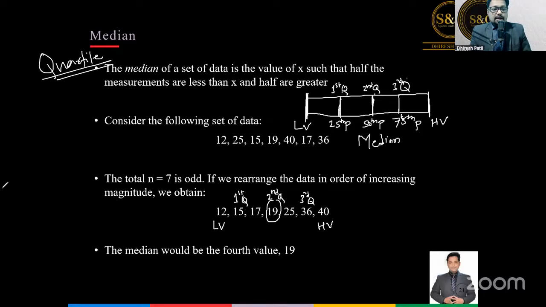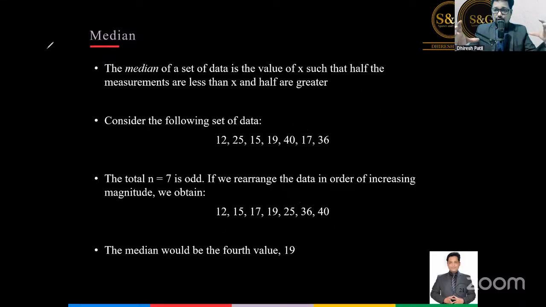Now, there is something called decile as well. Decile means if you want to cut this into 10 parts, that is called decile. Okay, same thing. Quartile is for 4 parts, decile is for 10 parts, percentile is for 100 parts. Simple. Okay. Baki fundamental same hi rahega.